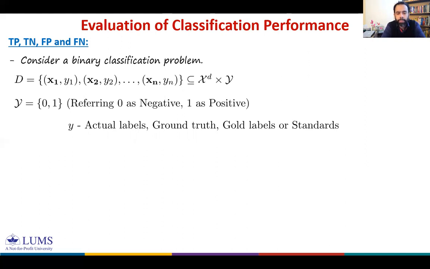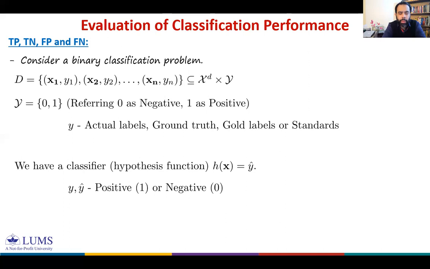And this is something very standard. Right? This will help us in defining these terms: true positive, true negative, false positive, and false negative. Okay. For this binary classification problem, we say we have a classifier h of x is equal to y hat. So this classifier takes a test point from the feature space as an input and gives you an estimate of the label, or it predicts a label y hat. Again, y hat can be 0 or y hat can be 1. So both y hat and y can be positive or negative.